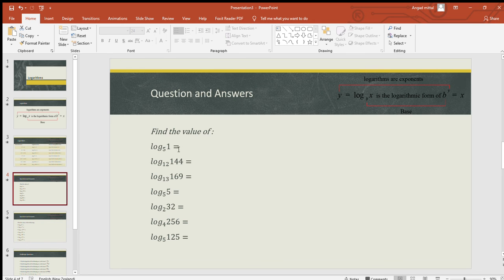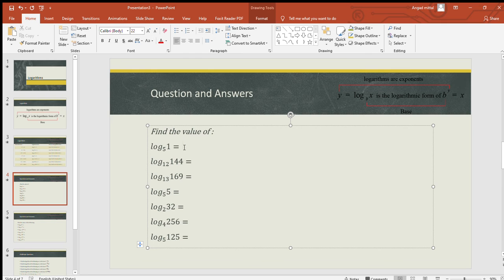Log 1 to the base 5. In order to find the answer, you need the unknown value, which is on the RHS of the equation. You can take that as x because it is unknown. So log 1 to the base 5 is equal to x.